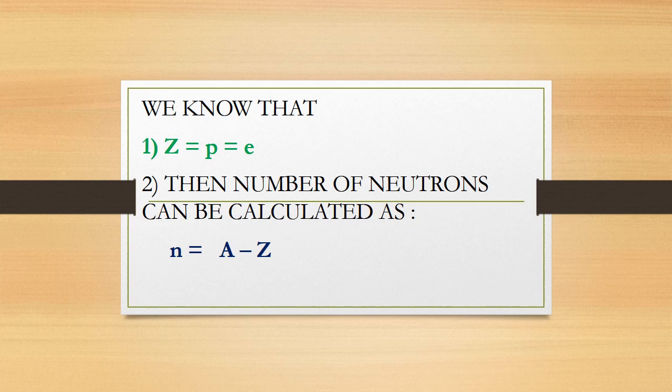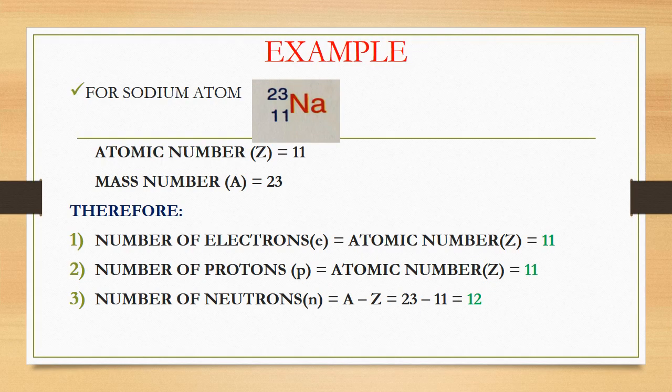All right. Let's take an example. Here I have taken an example of a sodium atom. You know the symbol of sodium is Na, and the atomic number of sodium is 11 and mass number is 23. So in order to calculate number of electrons and protons, what data will you take with reference to sodium? You should take atomic number. And what is its atomic number? 11, right?